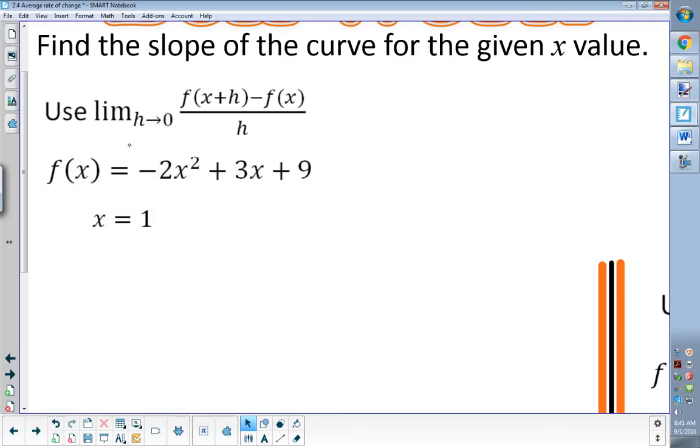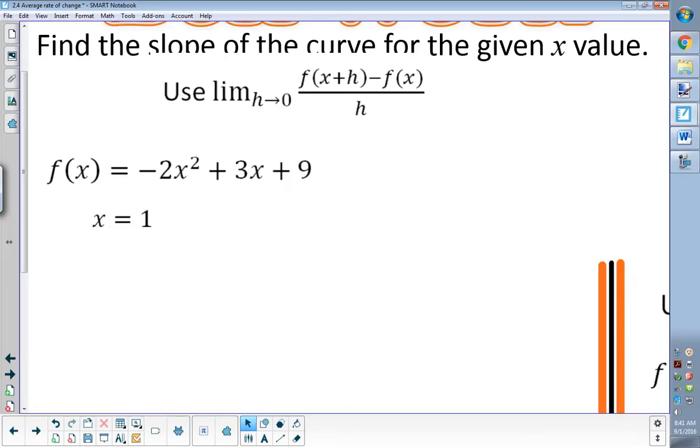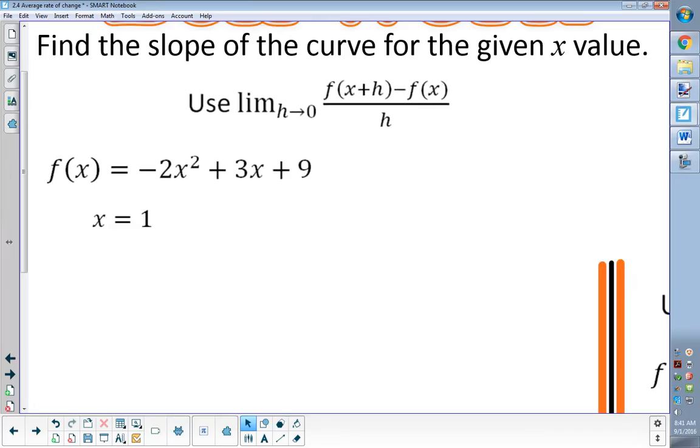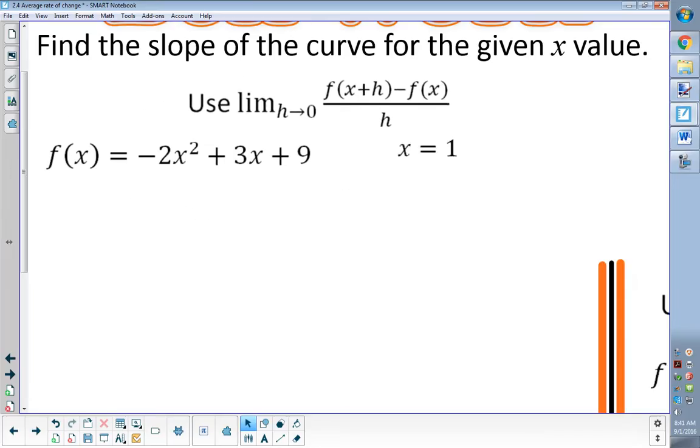All right, here we go. So we are finding the slope of the curve through that x value. The first one, we're doing the limit as h approaches 0 setup. So let's see how that works. The first thing it says here, we're finding the limit as h approaches 0.